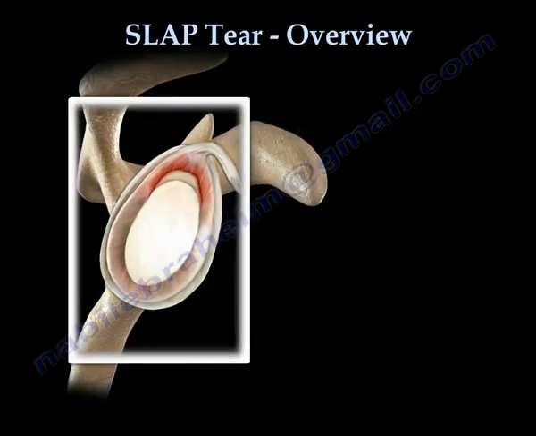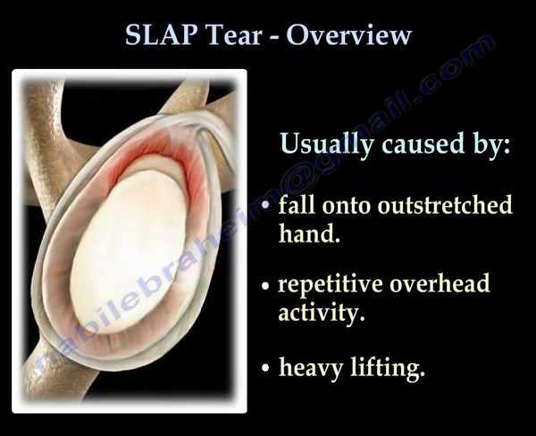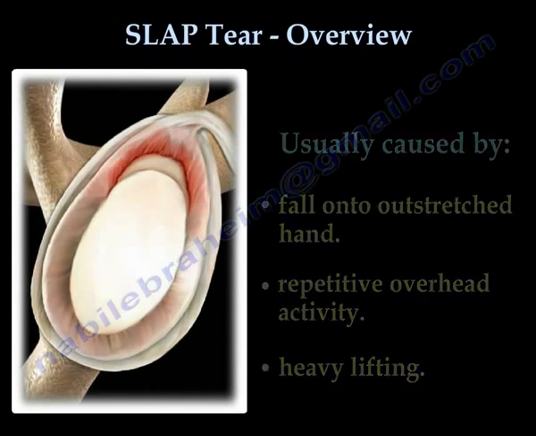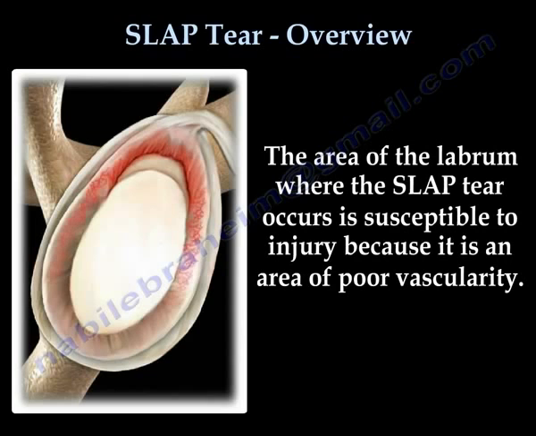A SLAP lesion is usually caused by a fall onto outstretched hand, repetitive overhead activity, or heavy lifting. The area of the labrum where the SLAP tear occurs is susceptible to injury because it is an area of poor vascularity.